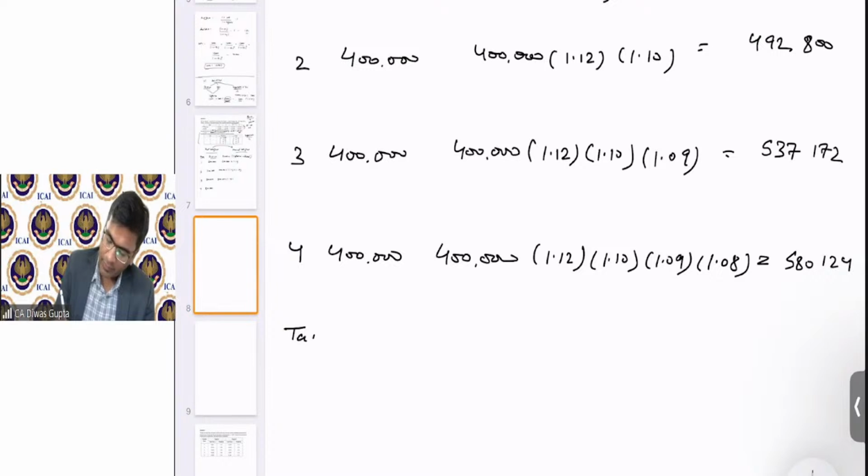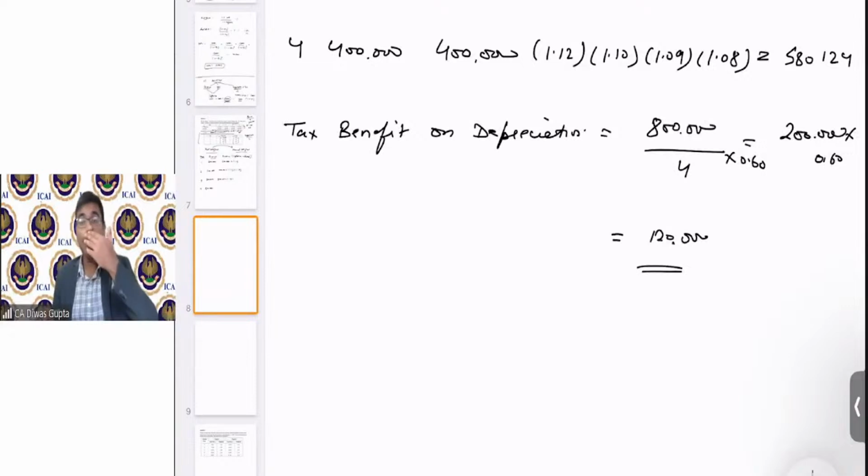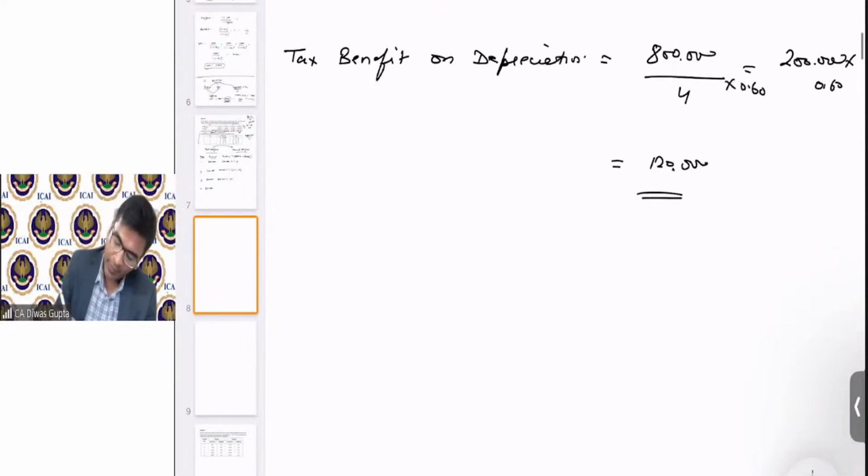Then we also have to calculate the tax benefit on depreciation, which will be given by 8 lakhs divided by 4, which is 2 lakhs. This should be multiplied with tax rate 0.60, which comes as 1,20,000. So 1,20,000 will remain the same. There is no inflation here. It will keep on remaining the same.